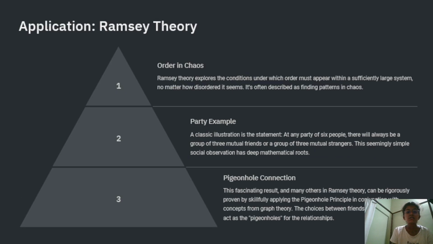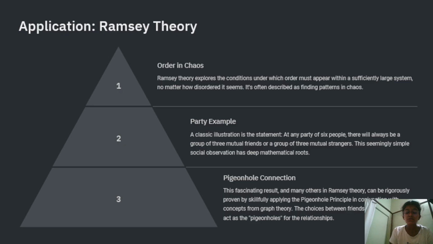Next, let us move on to the application, which is Ramsey theory. In this we have order in chaos, the party example, and the pigeonhole connection. So we'll understand how Ramsey theory is connected to the pigeonhole principle. First, let us discuss the problem. Ramsey theory explains the conditions under which order must appear within a sufficiently large system. No matter how disordered it seems, it is often described as finding patterns in chaos.